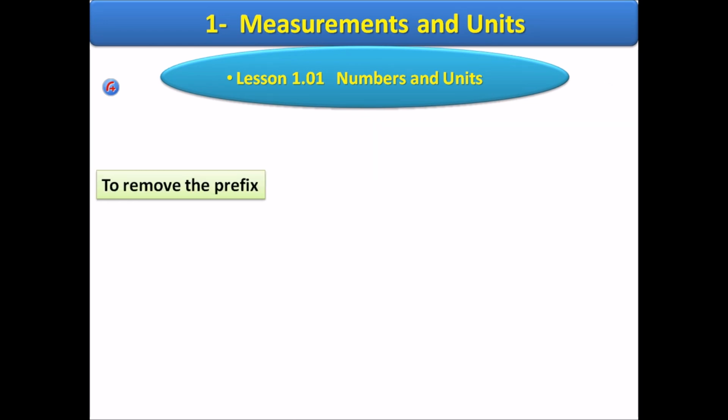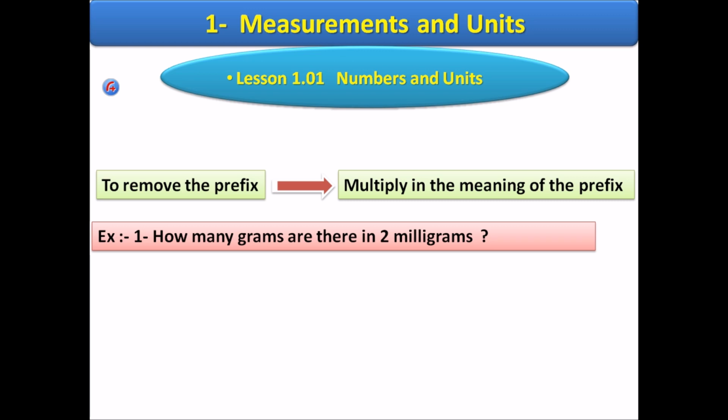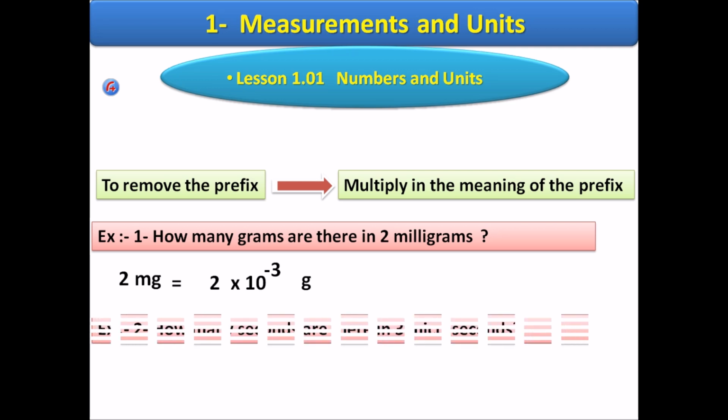Again, to remove the prefix, we will do the same thing, okay? Multiplying by the meaning of the prefix. For example, how many grams are there in 2 milligrams? I'm waiting for your answer. Correct. I hear some students say we will multiply by the meaning of milli. Of course, to convert 2 milligrams to grams, you will multiply by the meaning of milli. It will be 2 times 10 to the power of minus 3.